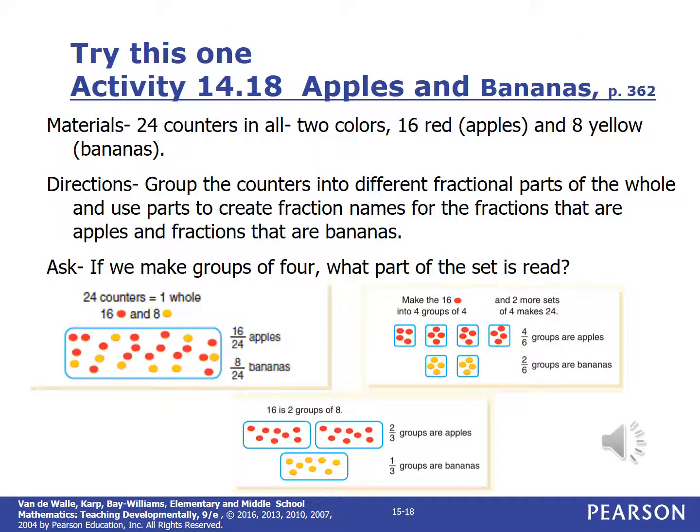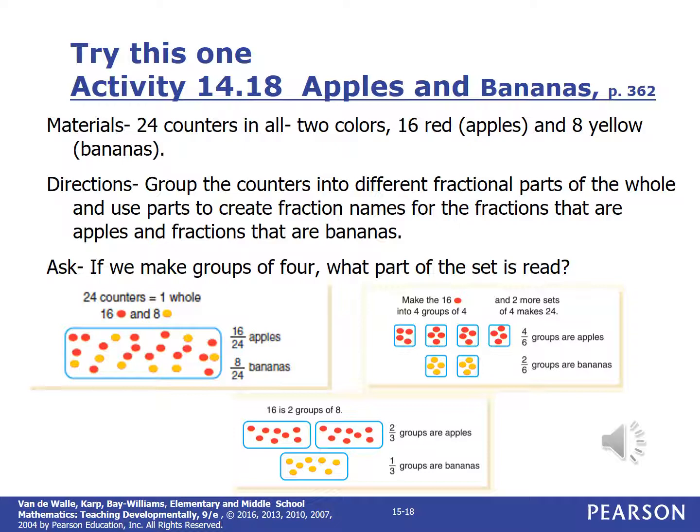Let's consider this fun activity which gives students an opportunity to explore fraction equivalence. Let's say that students are given 24 counters in 2 colors, 16 red and 8 yellow. And you can even get a little creative and say, let the red ones represent apples and the yellow ones represent bananas. And let's say you ask the students to group the counters into different fractional parts of the whole. And you use the parts to create fraction names for the fractions that are apples and fractions that are bananas.